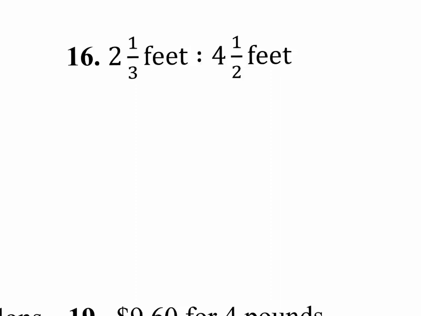Alright, this one looks scary, but we put 2 1/3, just like we did before. This is called a complex fraction, and we don't like complex fractions when we have a fraction within a fraction. It just makes things messier. So what we're going to do is this line right there just means to divide. So I'm going to take 2 1/3 divided by 4 1/2.